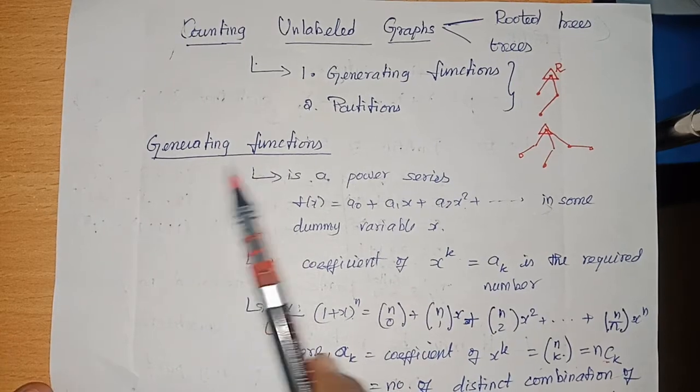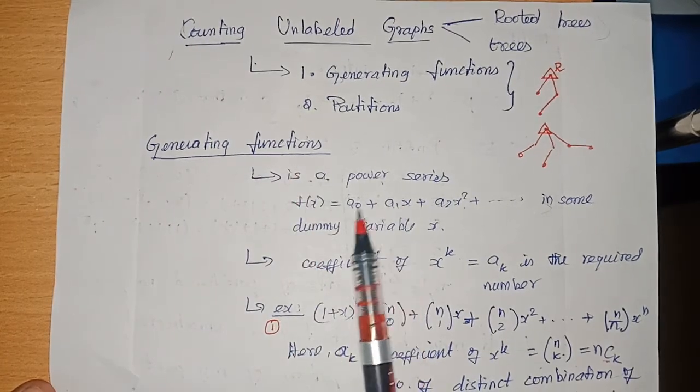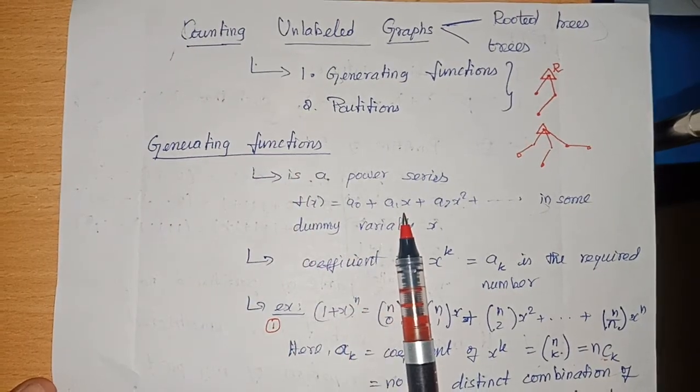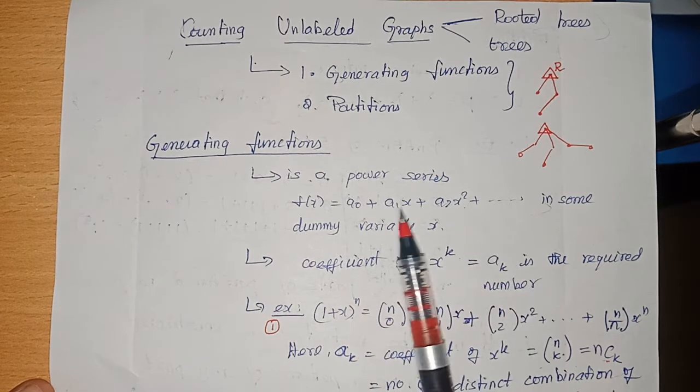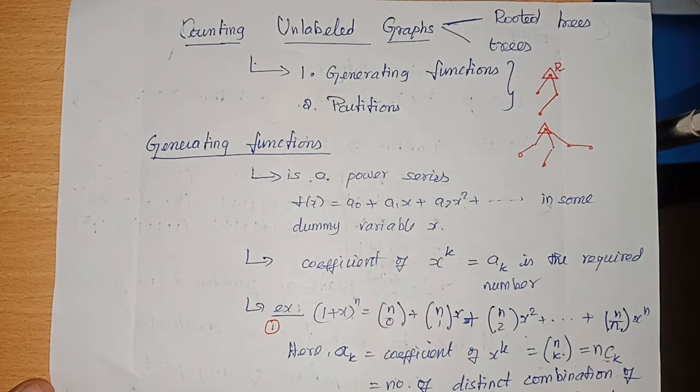Let me start with generating function. It is nothing but a power series: a0 plus a1x plus a2x square plus etc. Here x is a dummy variable. What's the meaning of dummy variable? It has no importance. The value of x doesn't have any importance here.